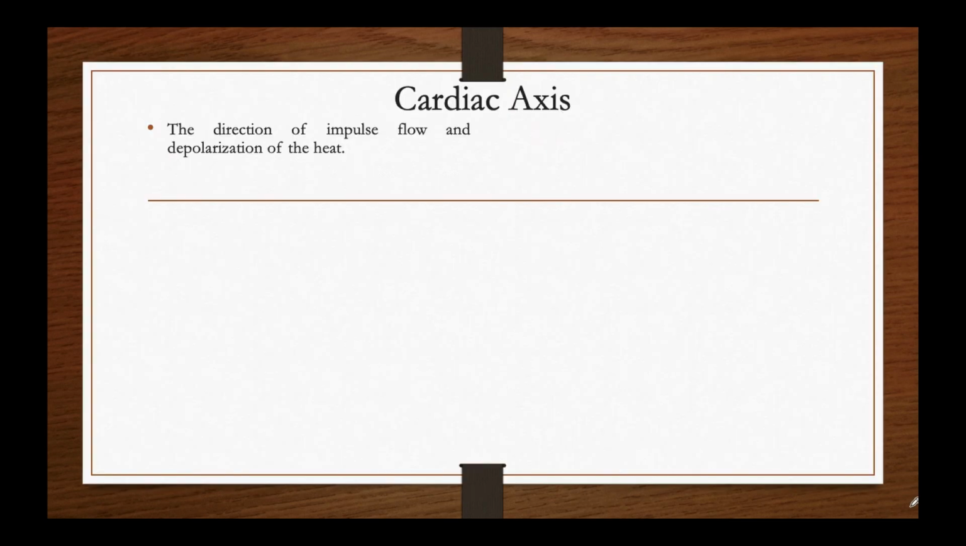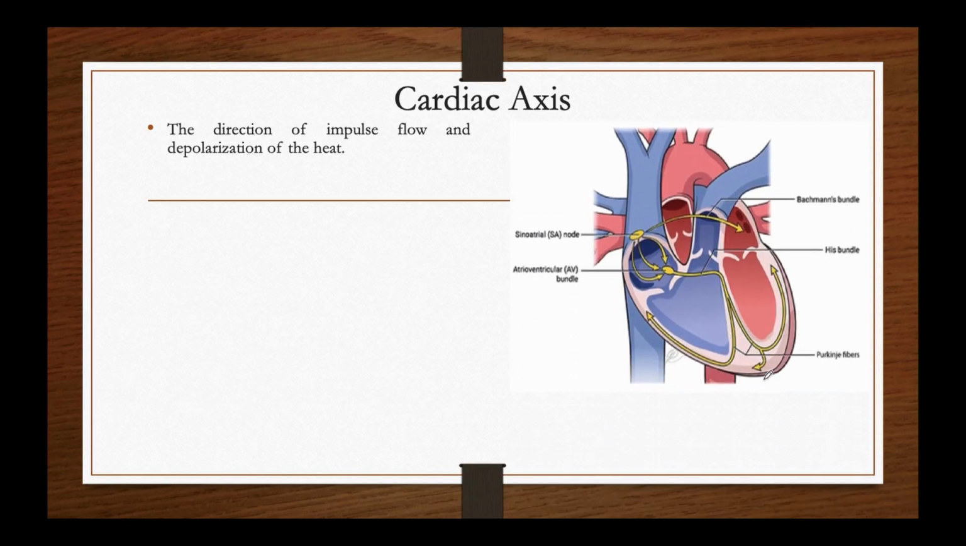And so when we say cardiac axis, we are trying to describe the direction of impulse flow as well as depolarization through the heart. As we know already, impulses are generated in the sinoatrial node and they spread to the AV node through the bundle of His, then to the bundle branches and eventually to the Purkinje fibers, which cause the contractions of the heart. And so when we look at the heart from the frontal plane, we can see that impulses are flowing from the 11th hour to the 5th hour as the arrow is pointing over here.